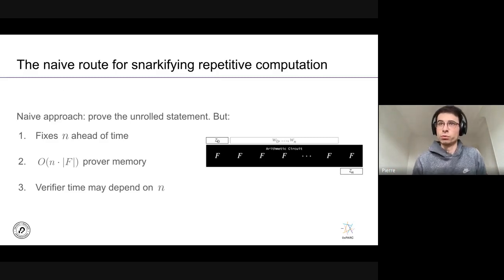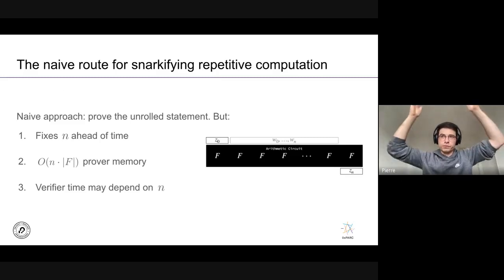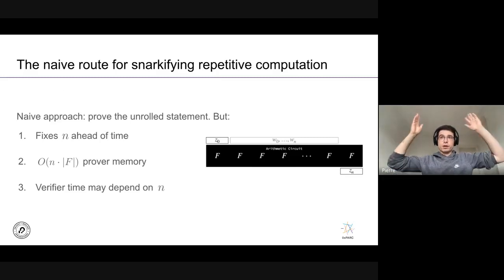The first one is that you need to fix n ahead of time. So here, 100,000 signatures. So if you have, for instance, a circuit on which you are going to do a trusted setup ceremony, it's not very useful to do that. And then also the prover memory would be dependent on n, because you have the verification circuit for the signature that you have, and you are going to run it n times, so it's going to be n times the size of your circuit. So it's not very interesting in terms of scaling. And the verifier time may also depend on n in some settings. But yeah, in general, the naive route for snarking repetitive computation is not that interesting.